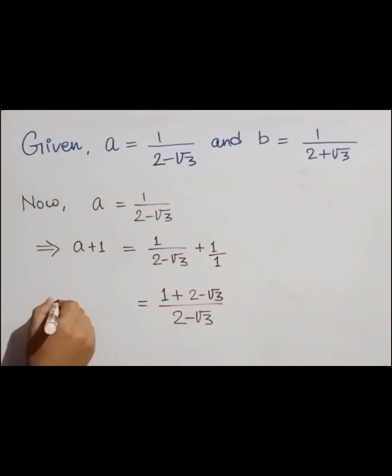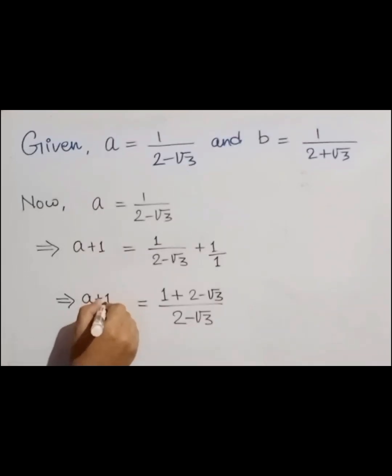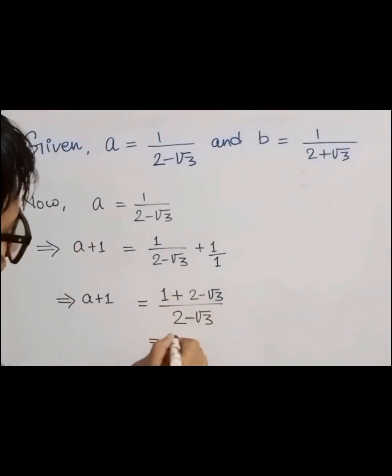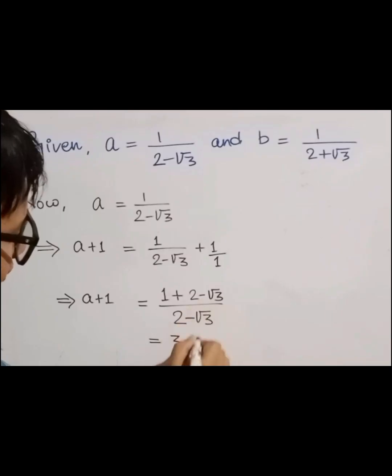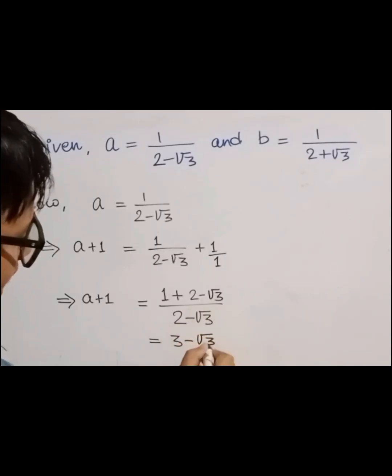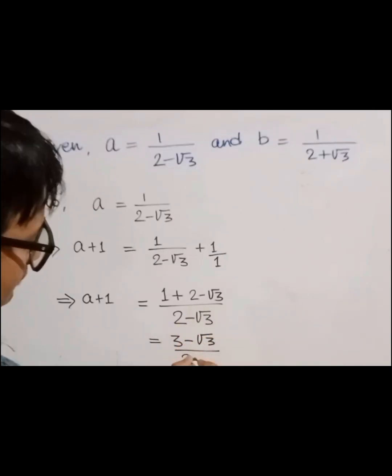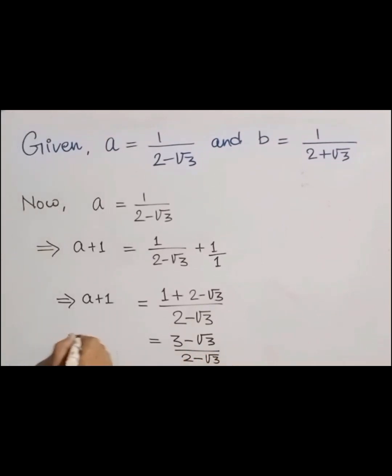Now in the next line we can write a plus 1 is equal to 1 plus 2 minus root 3 upon 2 minus root 3. Now we can add 2 and 1, so it is 3, and minus root 3 is also there, and in the denominator there is 2 minus root 3. And this gives a plus 1 is equal to 3 minus root 3 upon 2 minus root 3.